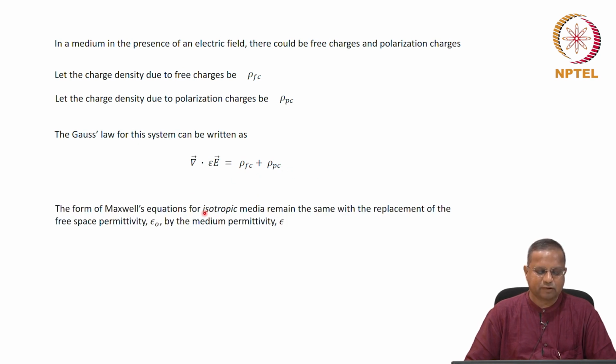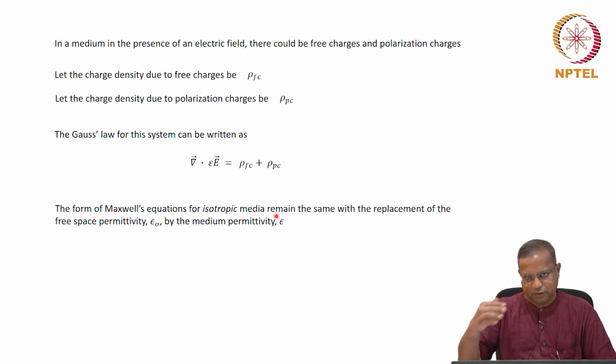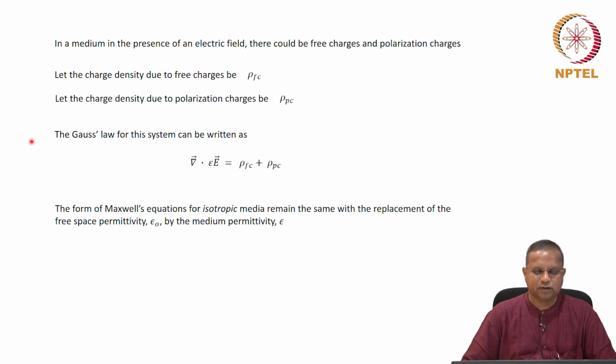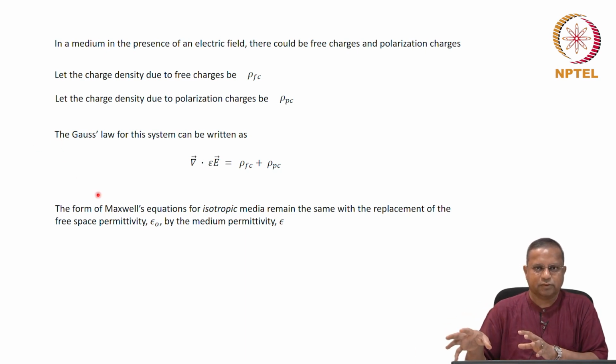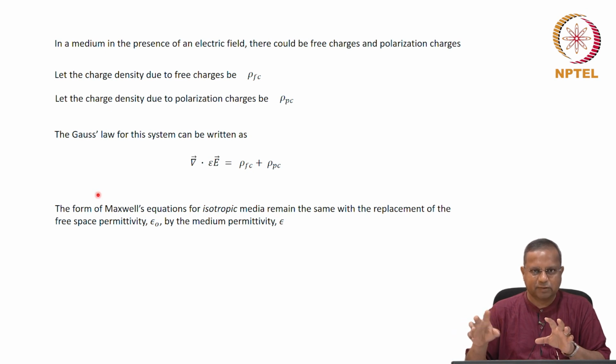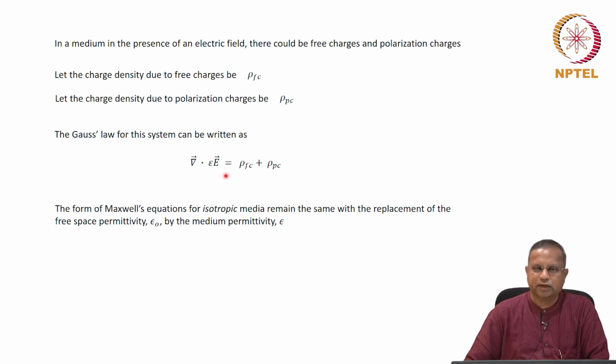The form of Maxwell's equations for isotropic media remain the same with the replacement of the free space permittivity epsilon naught by the medium permittivity epsilon. Okay, people have done this. I'm not going to derive that here. I'm not going to show you that the equations are pretty much the same or exactly the same, except epsilon naught, the permittivity of free space, needs to be replaced with the medium permittivity epsilon. That's the only change that is needed for Maxwell's equations to be applicable to a medium.